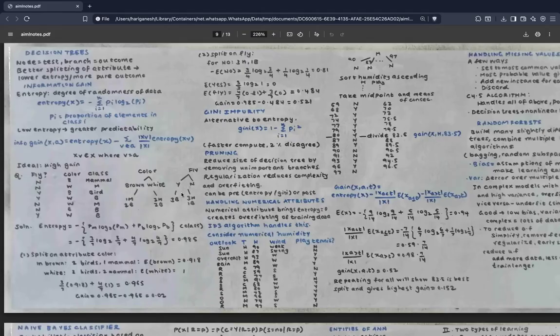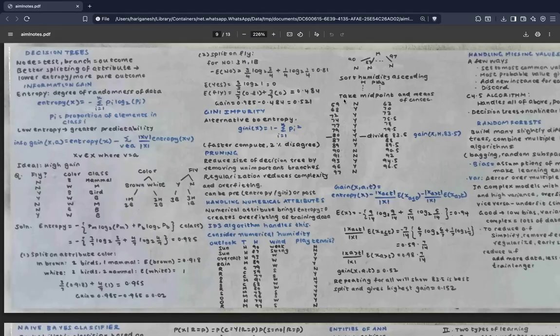Okay, let's consider this table. Here we have two columns. Let's ignore this for now and look at the humidity column alone.